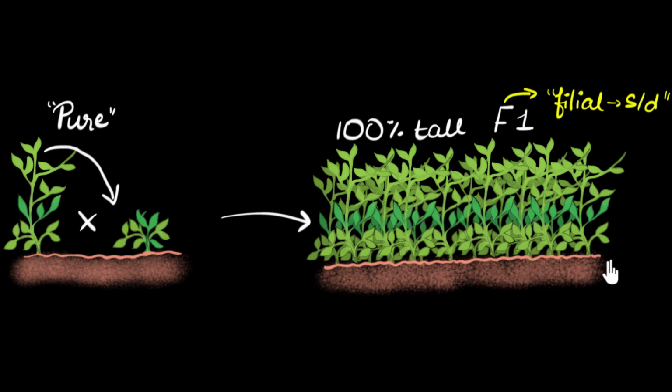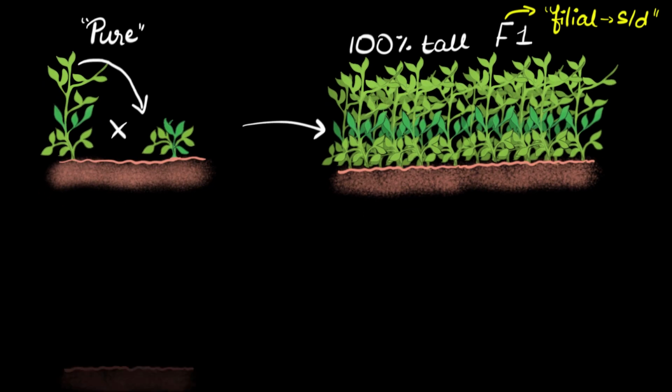So he didn't stop over here. He started asking questions. One of the main questions he was asking is, are these tall plants the same as the parent tall plant? Are they the same? They look the same because they have the same height, but are they really the same? Is this also a pure tall plant? That's the question he started asking. And to answer that question, you know what he did? He did another experiment.